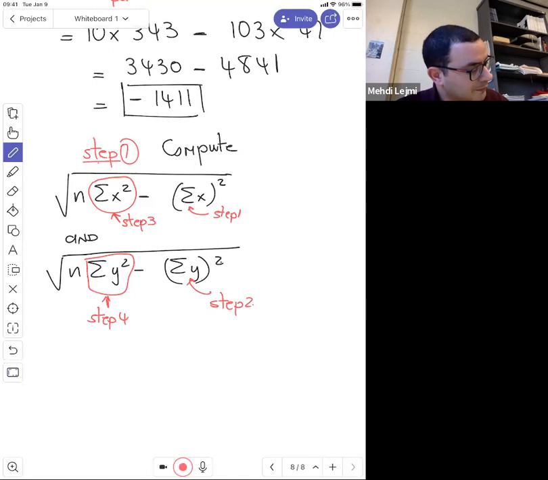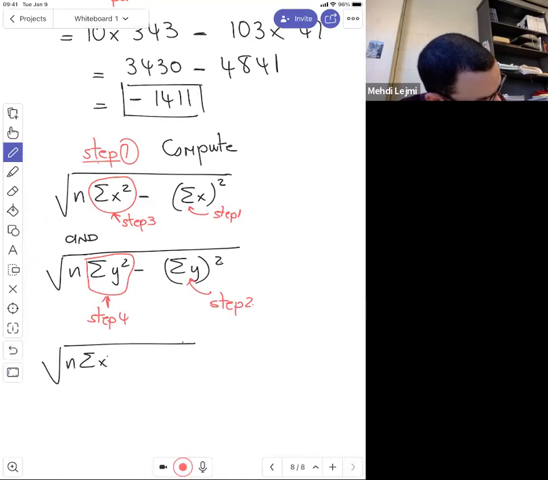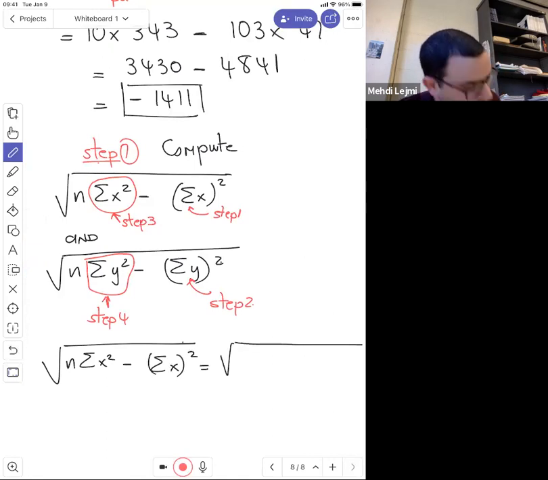So let's just compute this thing here. For the first one, there's a square root, there's n, there's a sum of x squared minus the square of the sum of the x. So this is equal to the square root, a huge square root. First, we have n, the size of the sample. We have 10 data pairs, or a sample of 10. So n is 10 times the sum of the x squared.